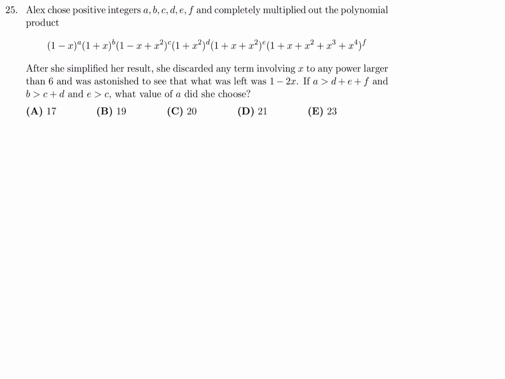If a is greater than d plus e plus f, and b is greater than c plus d, and e is greater than c, what value of a did she choose?